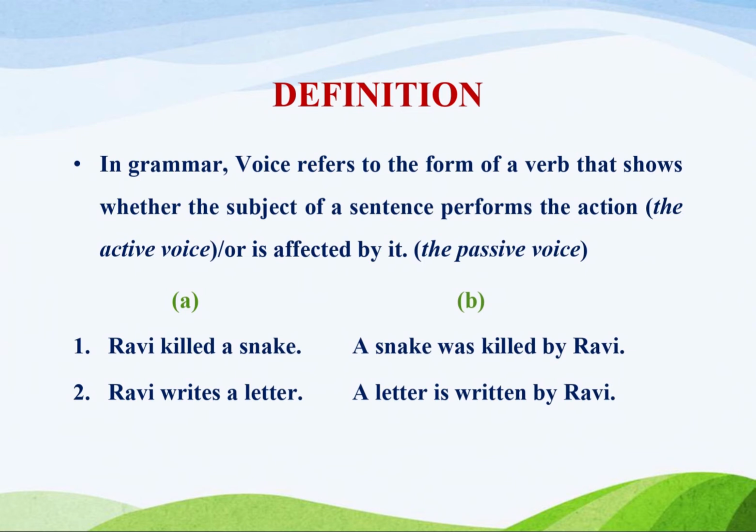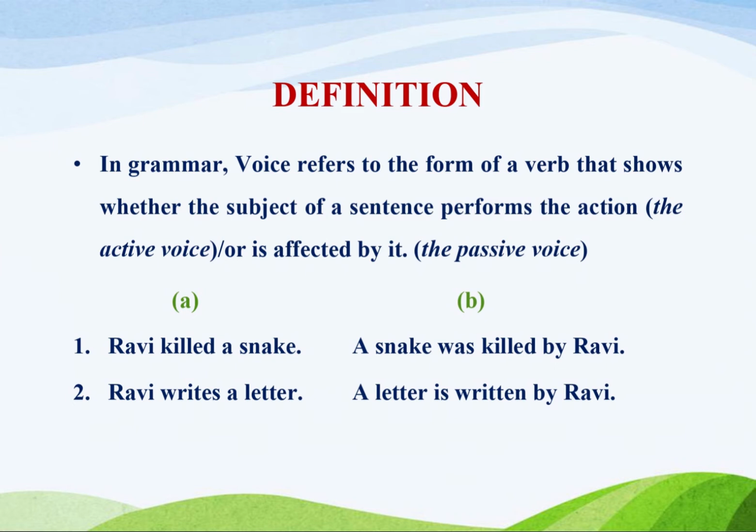In grammar, voice usually refers to a form of verb that shows whether the subject of a sentence performs the action or is affected by it. If the subject of an action is performing the action, it is called active voice. And if it is affected by it, it is called the passive voice. Let us highlight it with two examples.